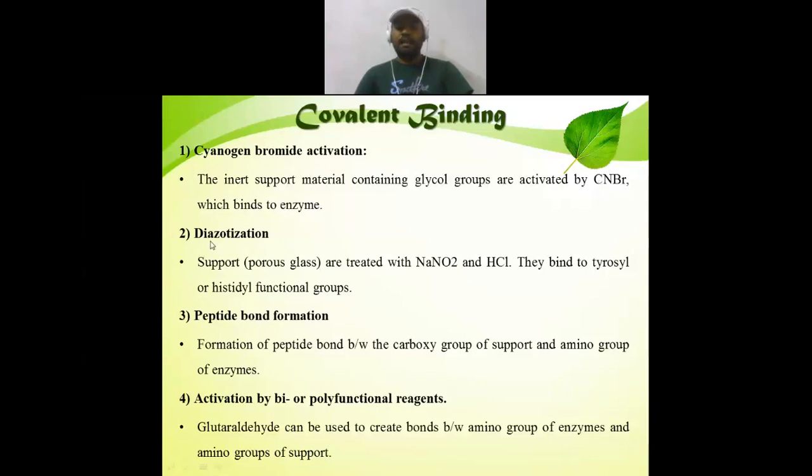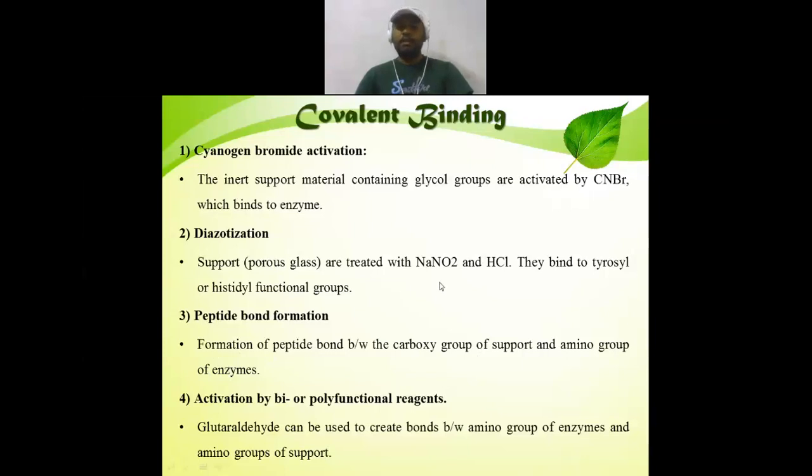Then diazotization. The support or the porous glass is treated with NaNO2 and hydrochloric acid, HCl. They bind to the tyrosyl or histidine functional groups, and they are bound covalently. The next is peptide bond formation. Formation of a peptide bond between the carboxyl group of the support and the amino group of the enzyme.